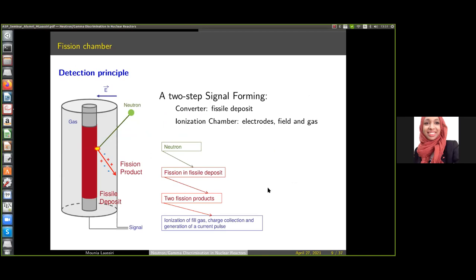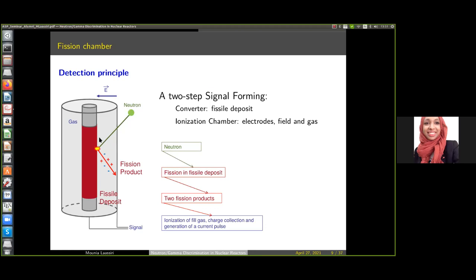A fission chamber is widely used to detect in-core and ex-core neutron flux. Here is a schematic sketch of the fission chamber, which is a simple generic ionization chamber with a small amount of fissile deposit lying on at least one of the electrodes. In our case study, it is on the anode, in order to detect neutron flux.